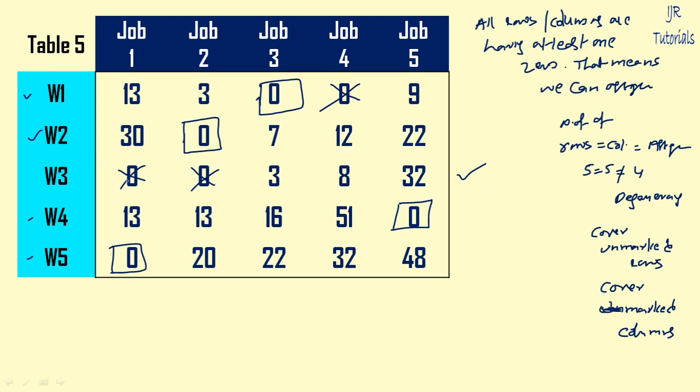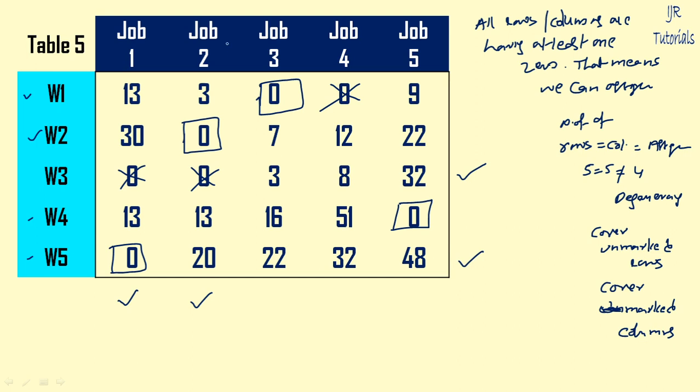Yes, there are two zeros. That zero is in job 1 and job 2, so we can put tick marks like this. Once we put the tick mark, the first tick mark is in job 1. Is there any assigned value or not? We have to check. Yes, there is one assigned value at W5. We can put a tick mark like this.